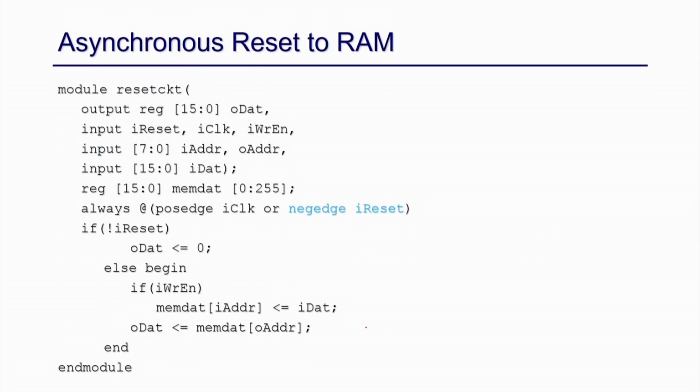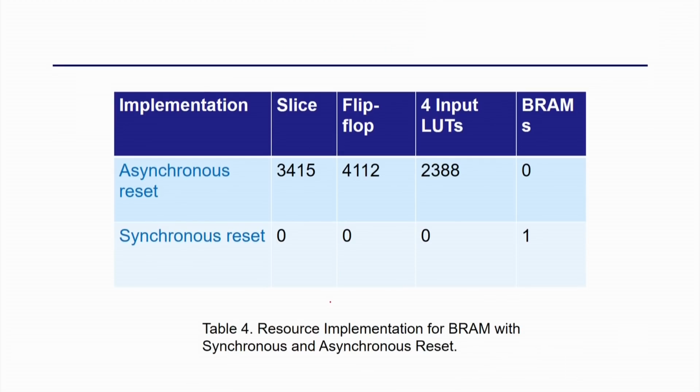Okay. So, let us take an example here. In this particular RAM I have an asynchronous reset, right, and I am resetting that register. If it is an asynchronous reset, then the problem is that this particular memory cannot be mapped to the RAM, and what will happen here is that it will be mapped to normal registers, and you can see the difference.